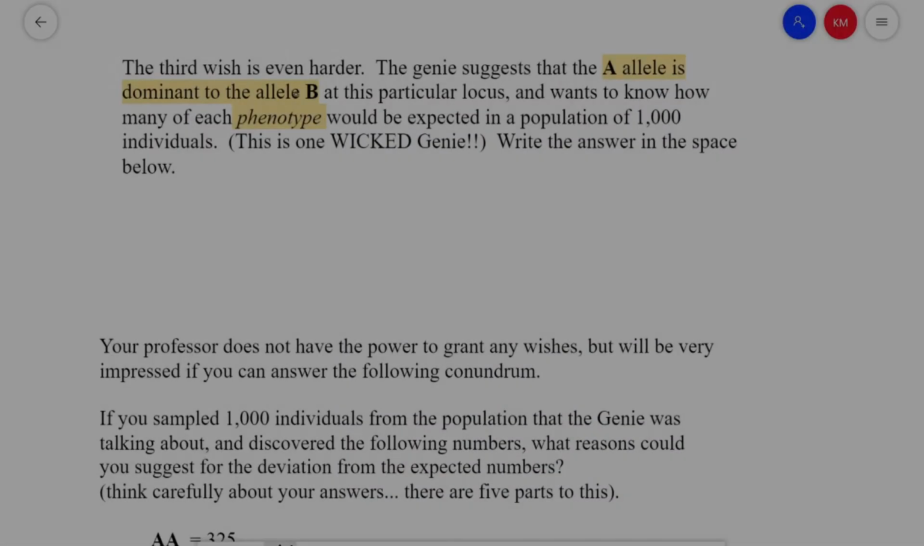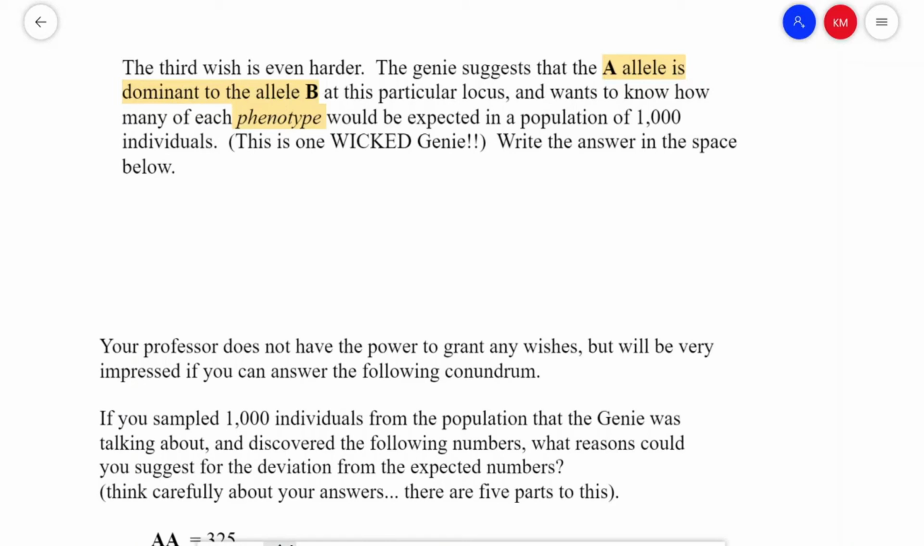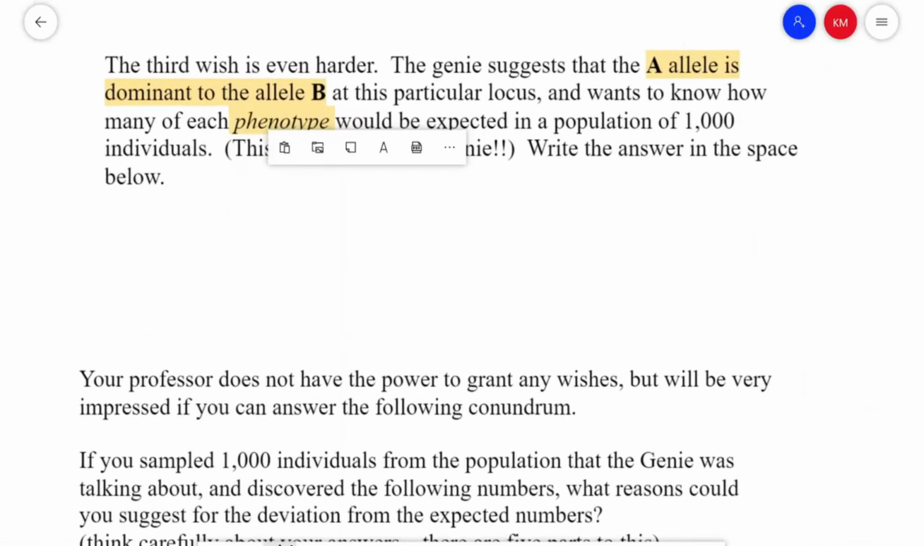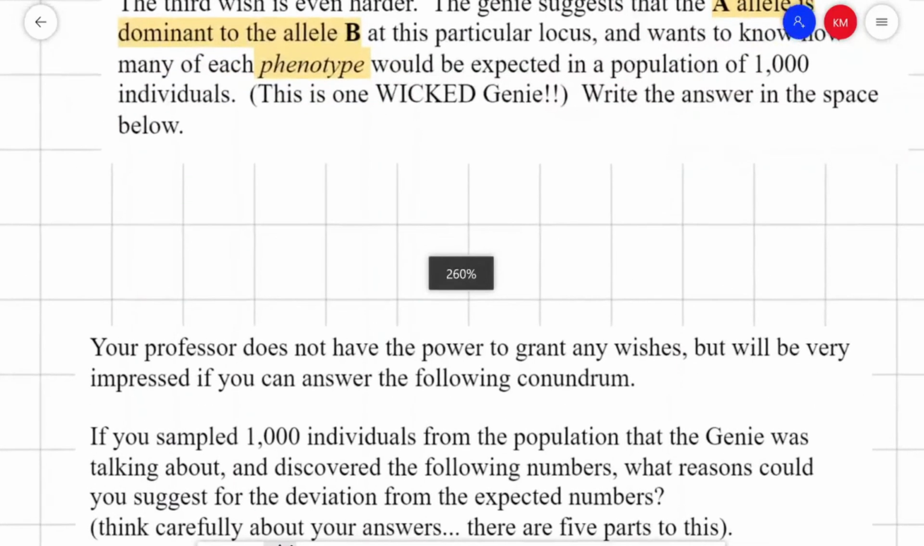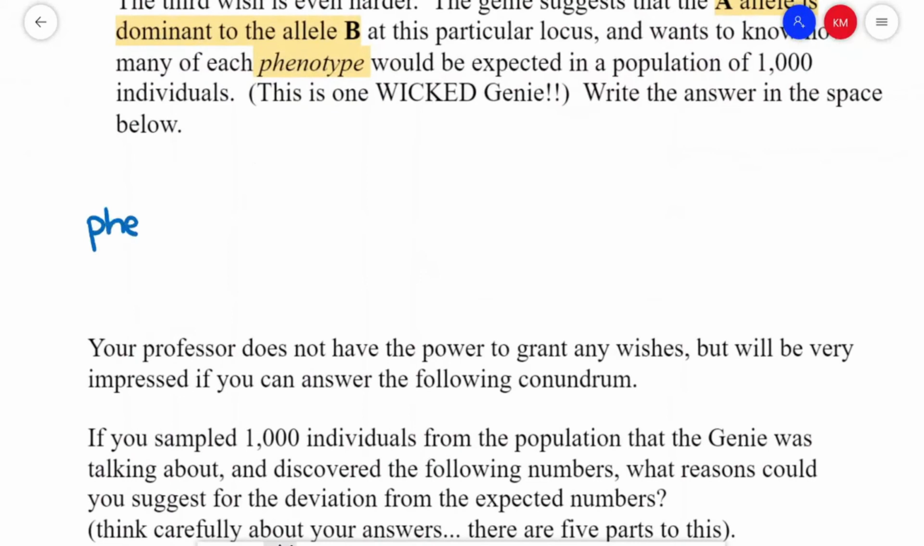Okay? So it says the third wish is even harder. The genie suggests that the A allele is dominant to the B allele. We want to know how many of each phenotype would be expected in a population of 1,000 individuals. Alright, so the key here, it tells us that A is dominant to B. So we're going to have two possible phenotypes. So what I like to do is just sort them. So our phenotypes, remember that phenotype is the outward appearance of the genotype.